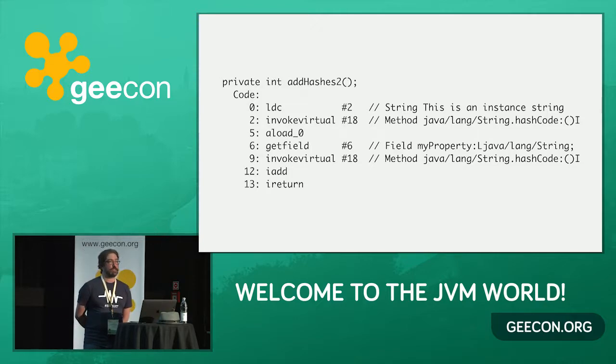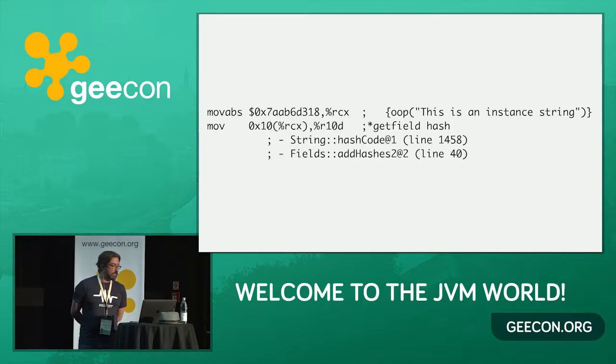And then, of course, the one that's dynamically initialized, we do have to get that field every time, and then do our call to the hashCode method. Now, at the native level, our instance string, again, becomes a constant, which is great. So we've got a final field that's initialized to a literal string.